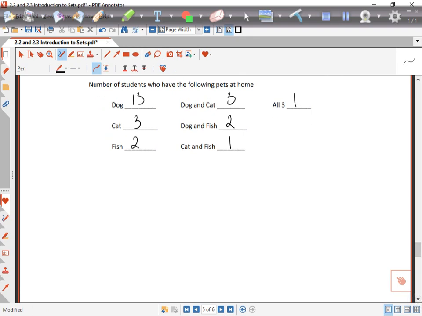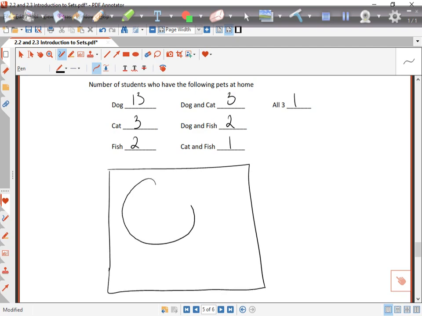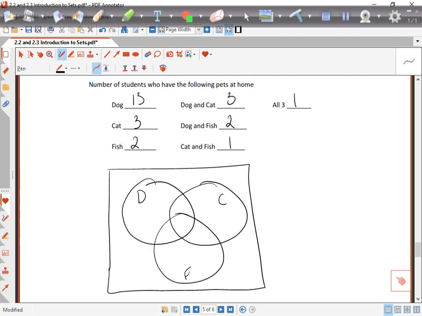Move this down a little bit so we have plenty of room. Okay, and so just like we did there, we're going to work backwards. So we're going to start with all 3. One person had all 3. Cat and fish, right here, overlap here. We only have 1. Well, we already used that 1 here, so that means there's none left over. Dog and fish overlap here. It needs to add up to 2. I already used 1, so I need 1 more.